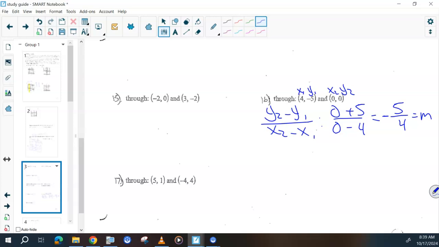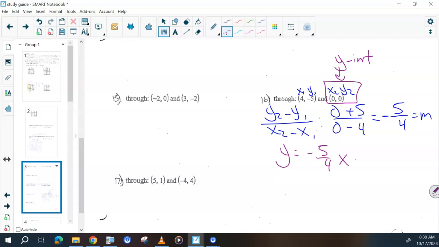Normally, if we didn't have 0, 0, we would do the same process we just did: pick one of the points, put that in, and find our equation. But because we're given this point, that is our y-intercept, so we don't have to do the rest of that work. I have my slope, I have my y-intercept, I can write my equation. You can put plus 0 or leave it like that.